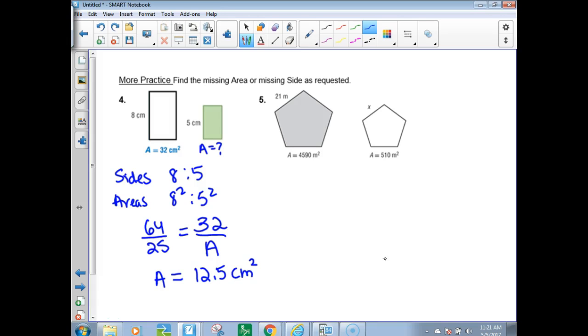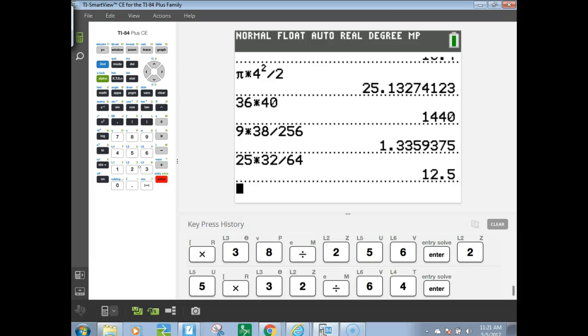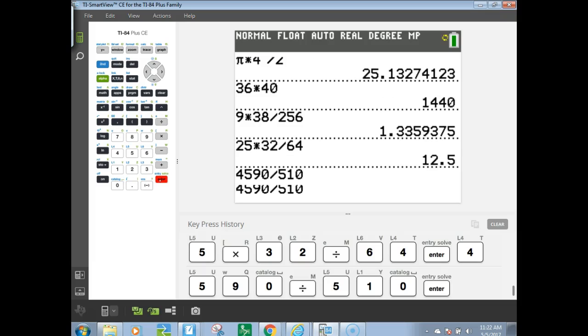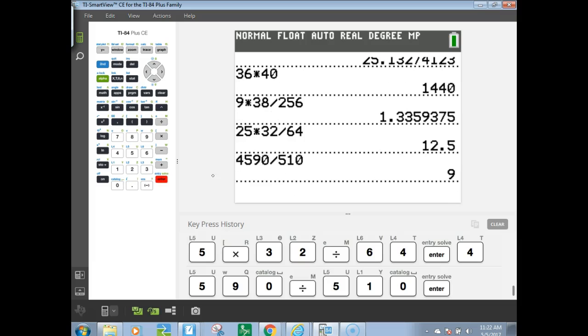So the other type of problem, if you're given the areas, we can go find the area ratio. And we're going to want to reduce this. 4,590 divided by 510. So I want to reduce that. So I take the calculator and go 4,590 divided by 510. Oh, 9. How am I going to write that as a ratio?